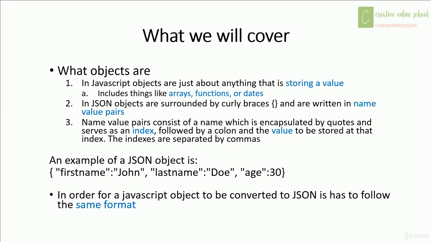In order for JavaScript objects to be converted to JSON, it also has to follow this same format. What this means is that if you intend to use JSON to send between your server or to store your objects, then you're going to have to keep this in mind when you write your JavaScript, because you're going to have to put it in the same format as JSON. You can convert between those two things, and we'll go over that along with some other usages in our next video.